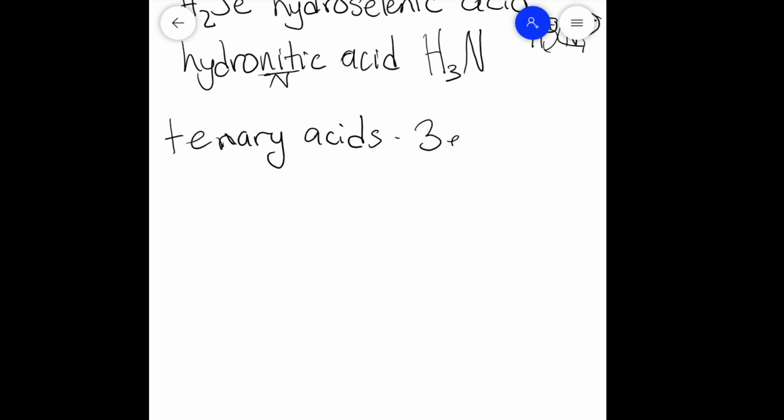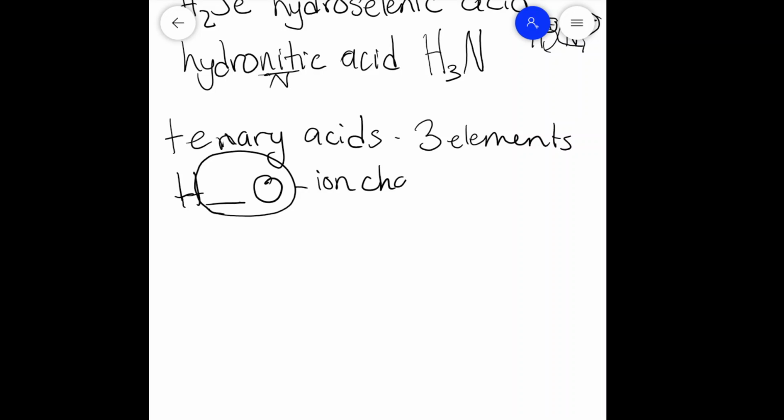So these are 3 elements. And so this is going to be hydrogen, another element, and then oxygen. And so this other element and oxygen is going to come from your ion chart a lot of the times, because when you name these, you forget about the hydrogen. You don't name the hydrogen. And then you just name this polyatomic ion, but you change the ending.